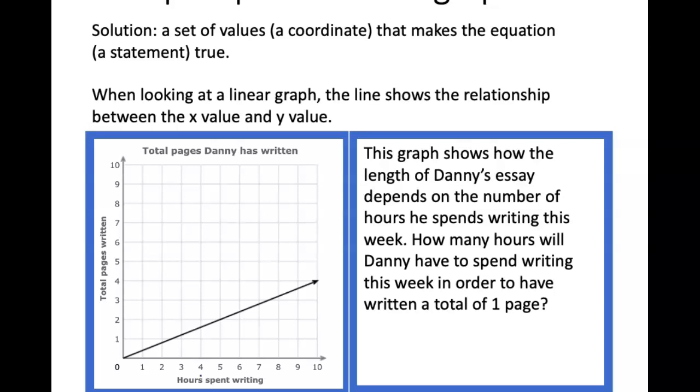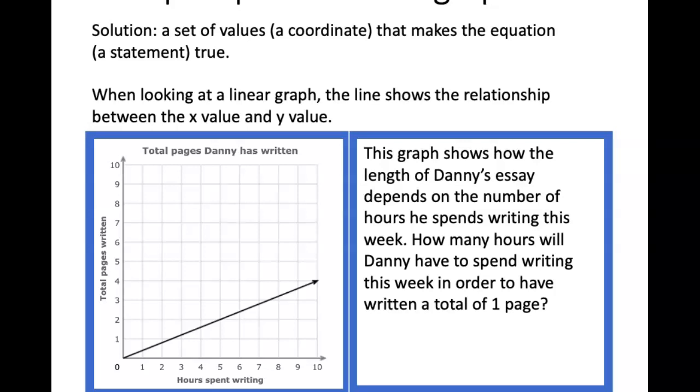It says, this graph shows how the length of Danny's essay depends on the number of hours he spends writing this week. Okay, how many hours will Danny have to spend writing this week? So hours, is hours x or y? Hours is x. Guess what? Memorize that. Time is always x. So I'm looking for x.